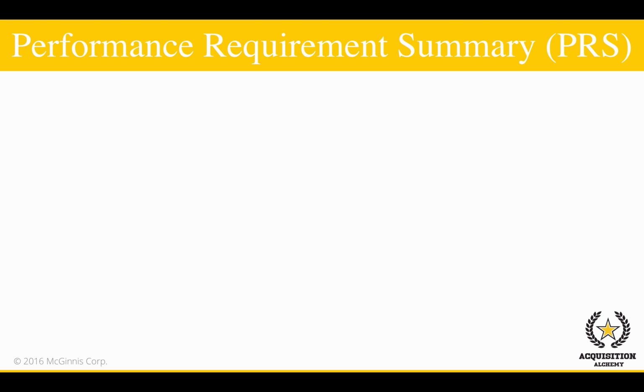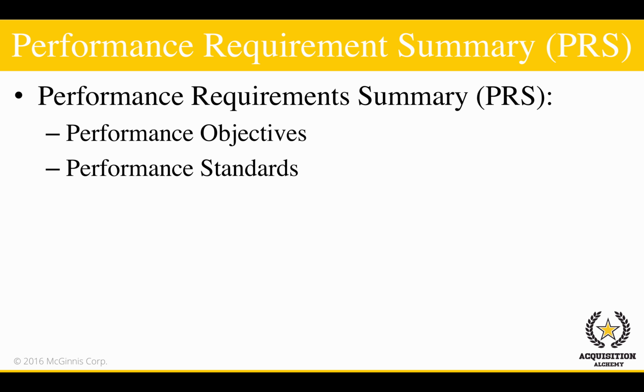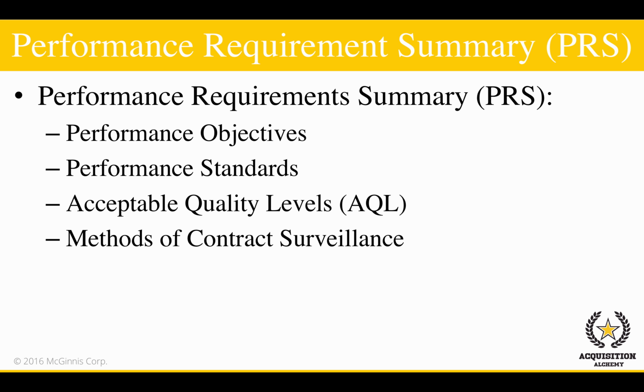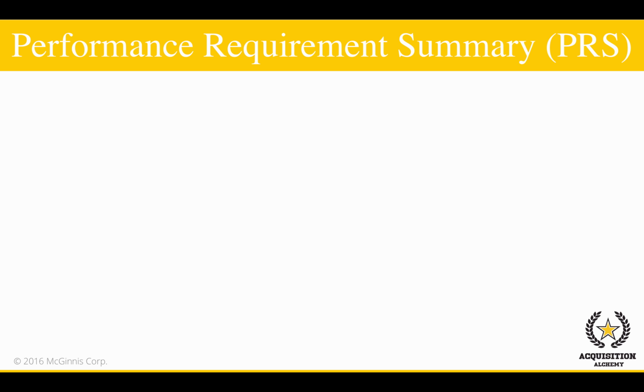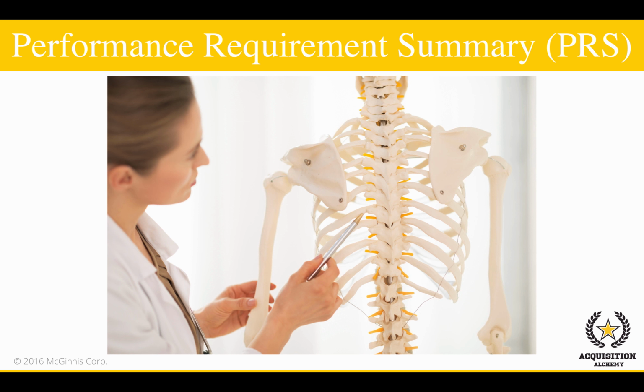A Performance Requirements Summary is a summary of the work elements included in a performance work statement. The Performance Requirements Summary, or PRS, summarizes 4 very important elements for performance-based acquisitions. The 4 important elements of the PRS include performance objectives, the performance standards, the acceptable quality levels, and the methods of contract surveillance. The PRS will ultimately help the government and the contractor know if and when performance objectives have been satisfactorily accomplished. The PRS is the backbone of the requirements documents because it contains all of the requirements' most significant performance data and criteria.